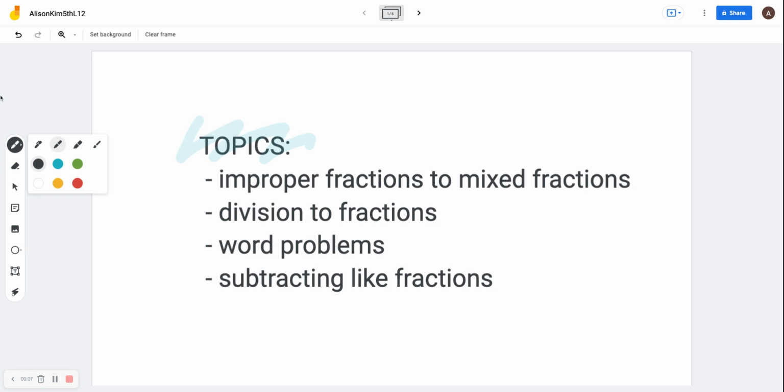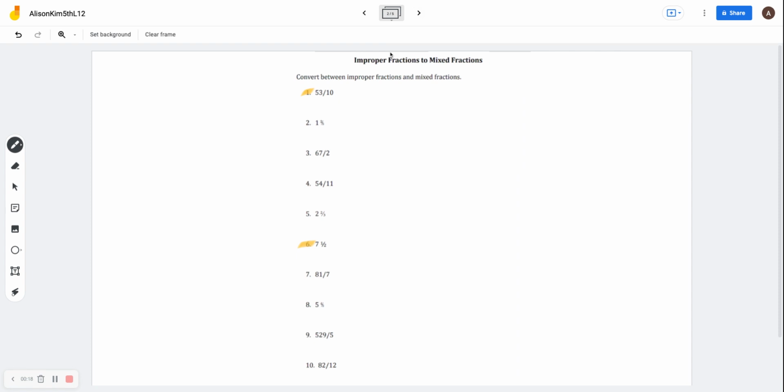Today's topics are going to be changing improper fractions to mixed fractions, division to fractions, word problems, and subtraction of like fractions. We're going to get started with changing improper fractions to mixed fractions. Though the title says improper fractions and mixed fractions, it seems like we're going to change improper fractions to mixed fractions and mixed fractions into improper fractions.